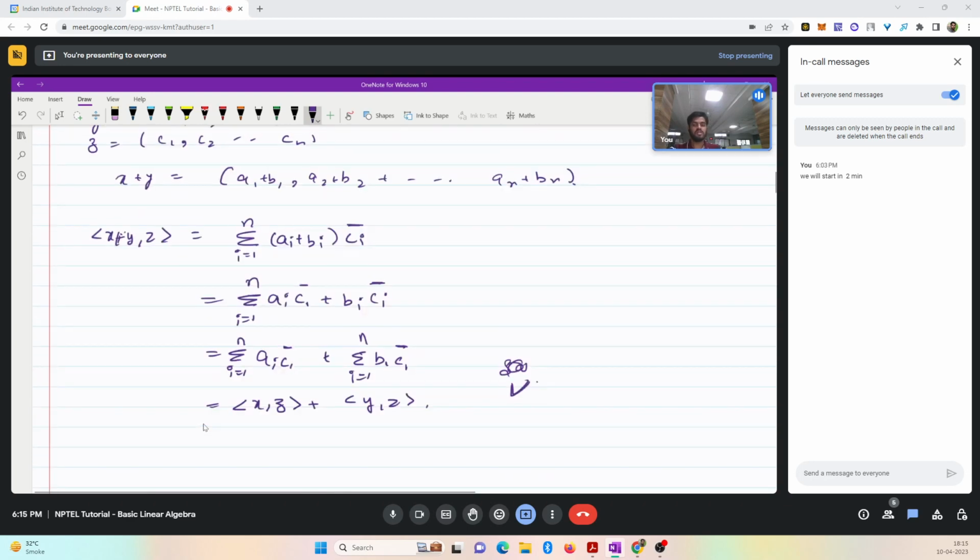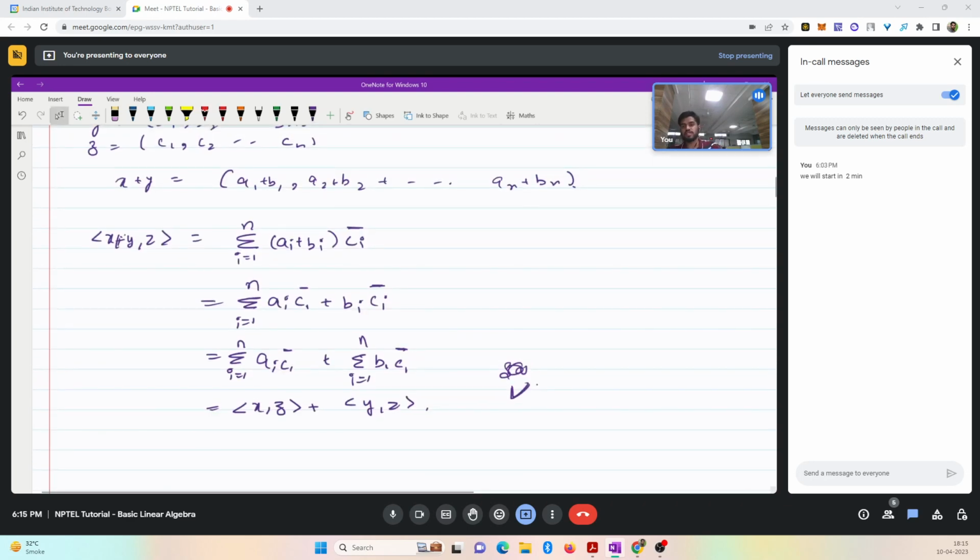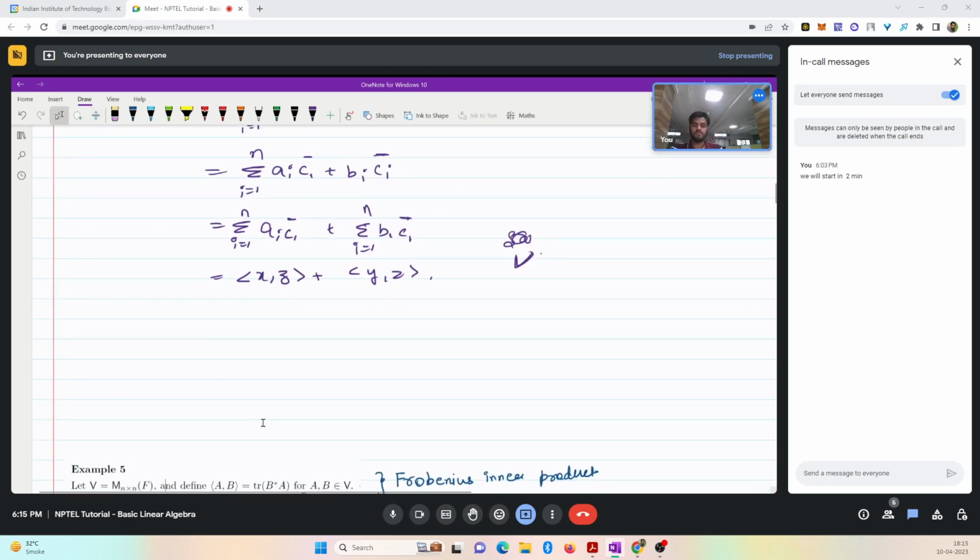Okay. Similarly, proving the second property is also quite simple. That is, if you have (cx, y), then this is the summation i equal to 1 to n of c ai bi conjugate. You can take the c outside, so this is just c times the summation i equal to 1 to n of ai bi conjugate. So this is c times (x, y). This was also simple for us.